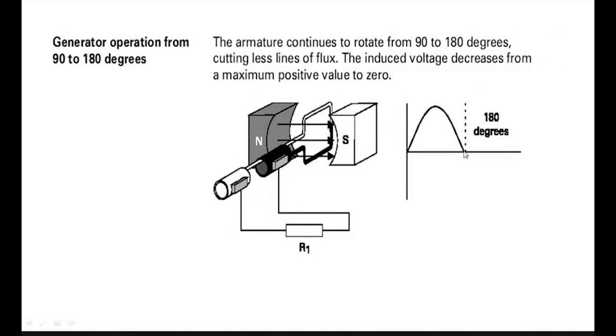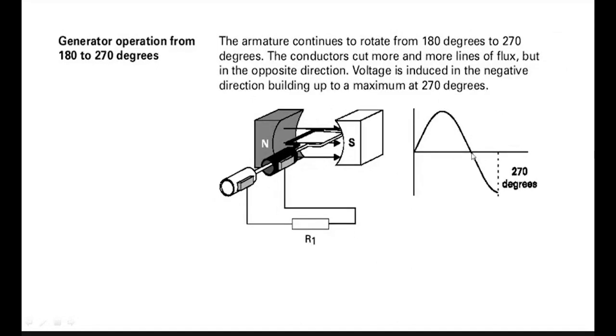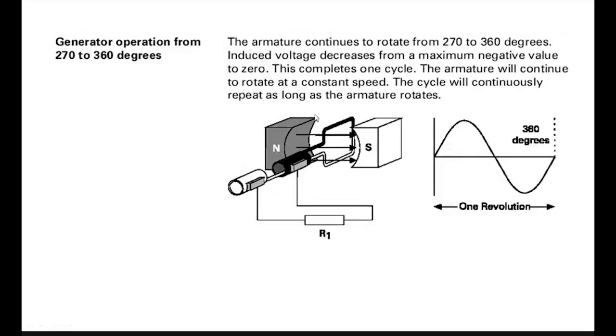Here the induced EMF is increasing but in the reverse direction. We can note that point here. The black color conductor moving towards the north pole, opposite to the previous one, means the induced EMF value increases but in the reverse direction. In another 90-degree rotation, the black color conductor is exactly nearby the north pole. Then in another 90-degree rotation it moves away from the north pole, so the EMF is decreasing but in the reverse direction.